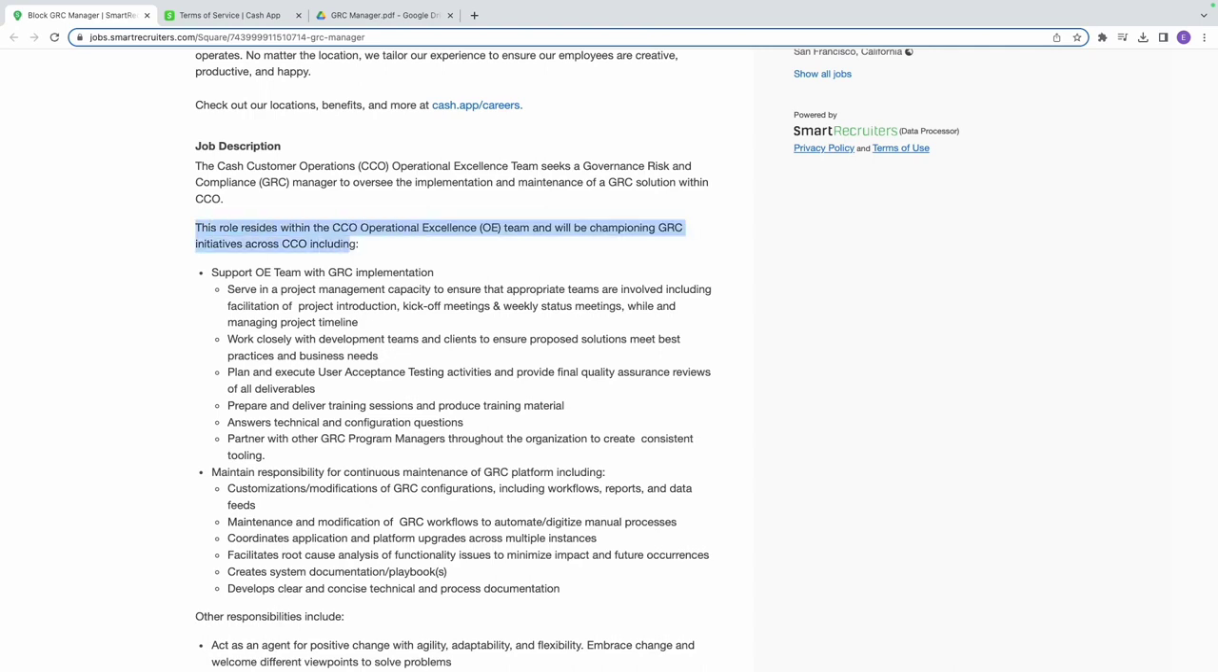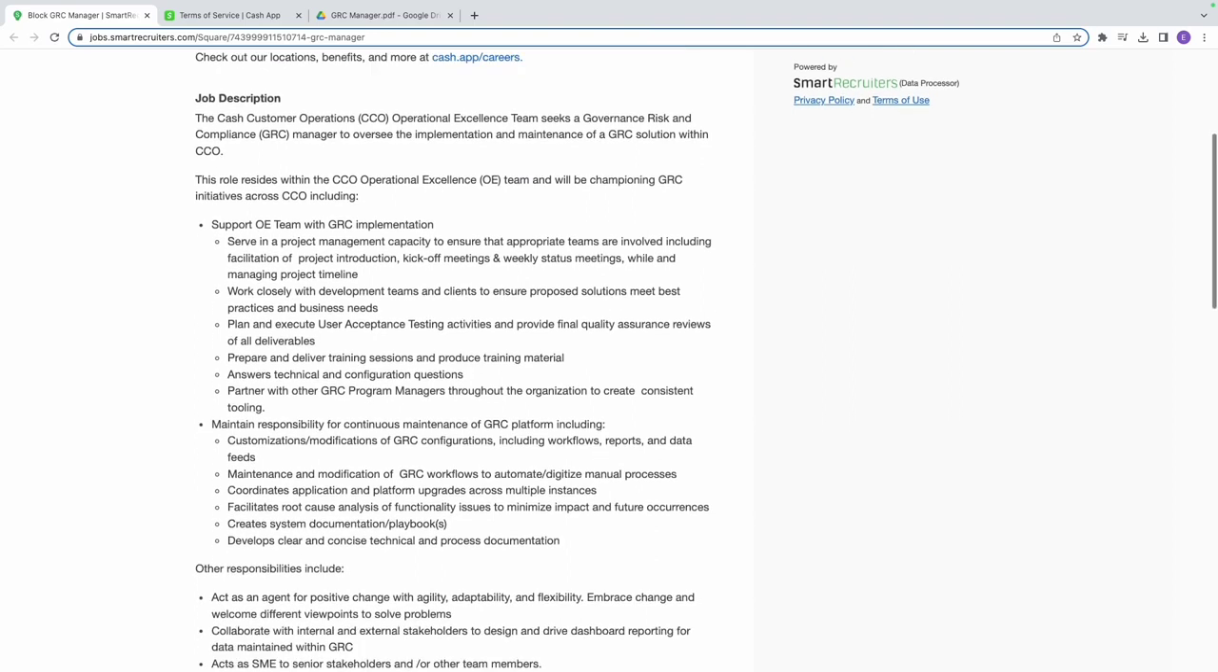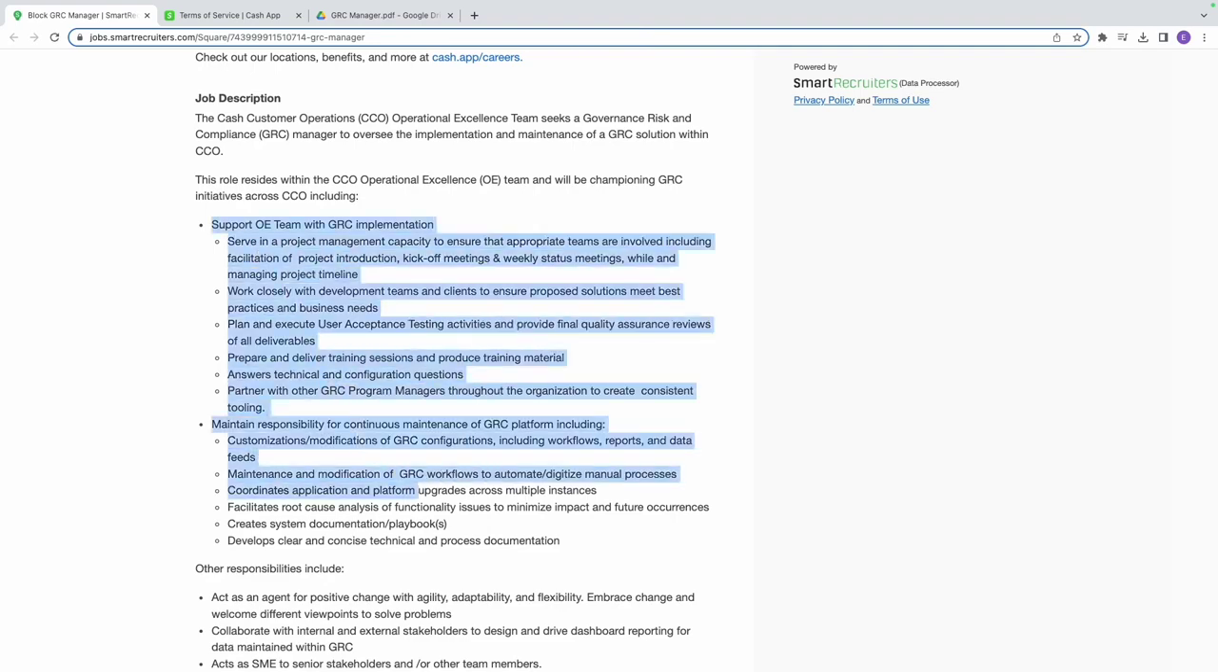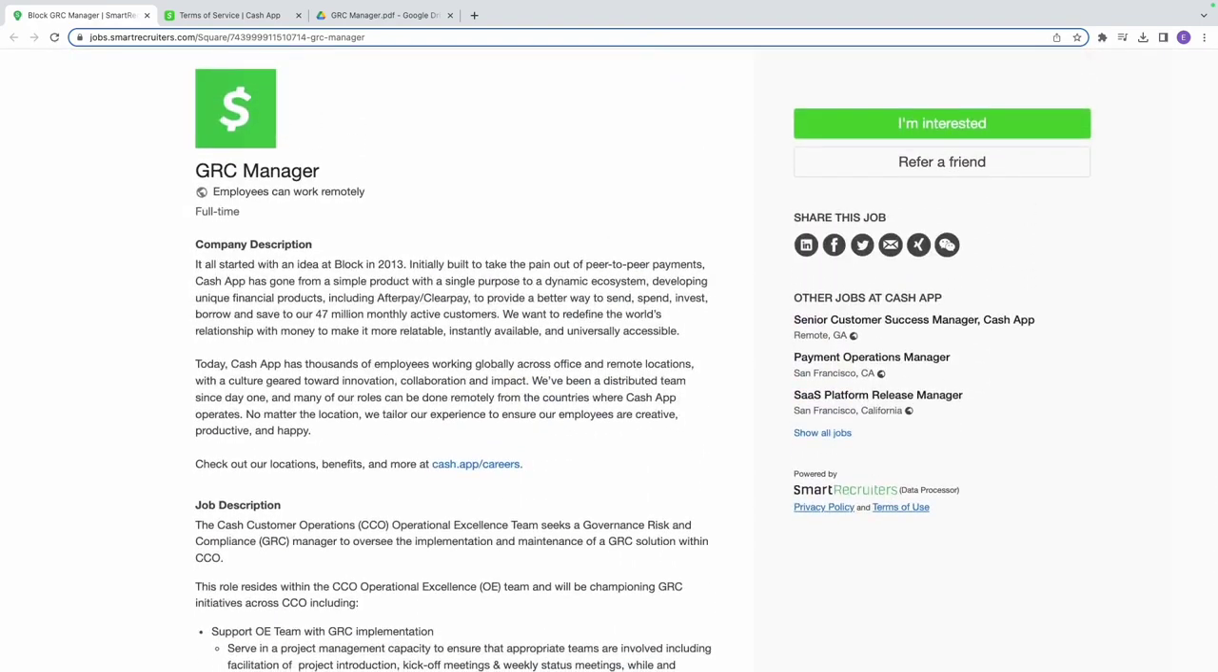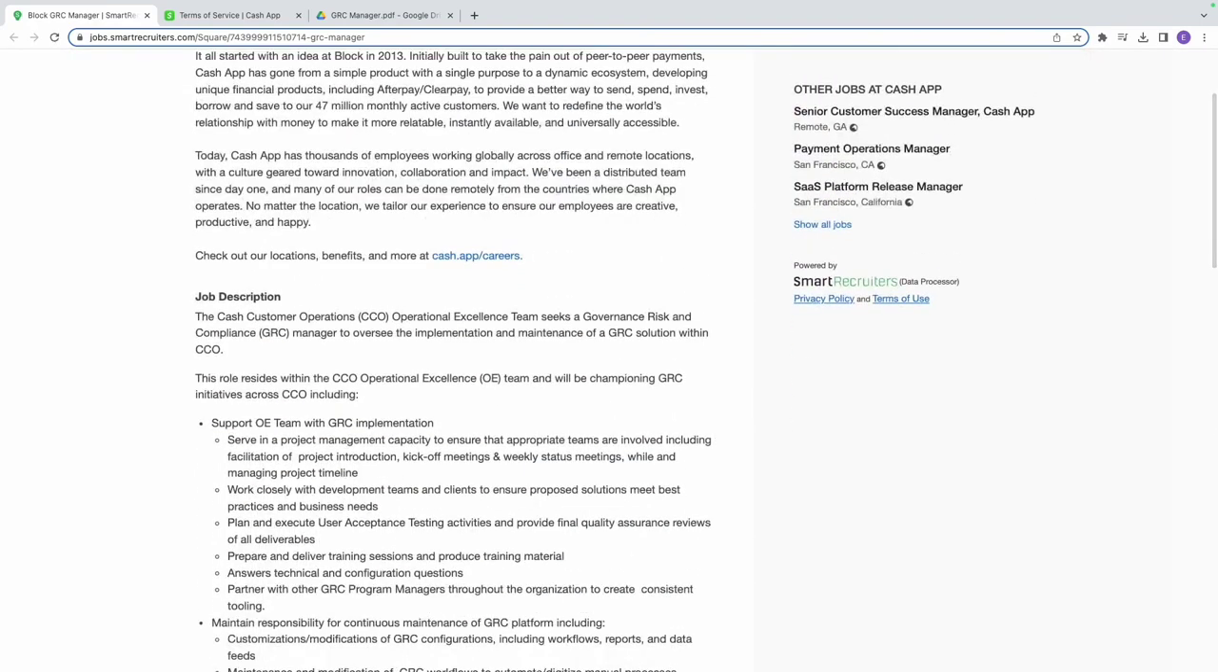It says here, these roles reside within the CCO Operational Excellence team, and will be championing GRC initiatives across CCO, including these particular ones here. So we're going to take a look at them one after the other. Very quickly, I'm going to explain to you what they mean so that you can have a better understanding, and then how you can help yourself, apply, and get this role so that you can get the money.